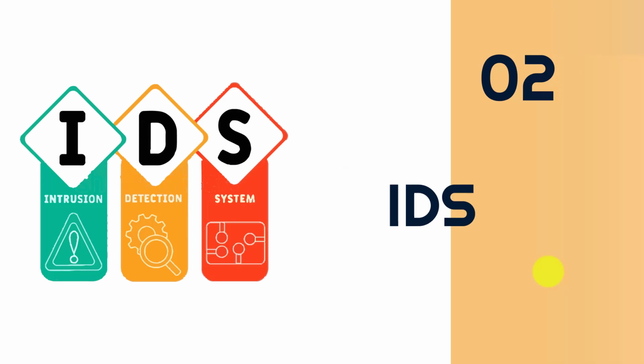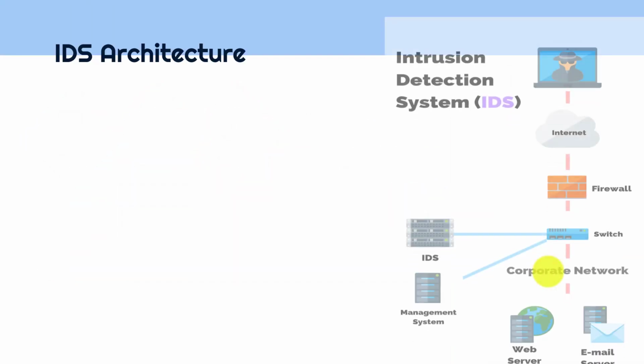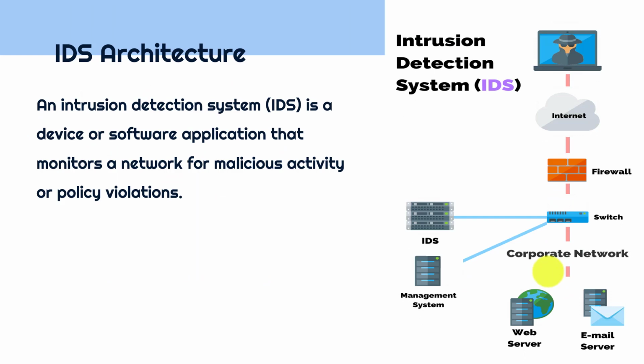Now we see IDS. IDS architecture. An intrusion detection system is a device or a software application that monitors a network for malicious activity or policy violation. As you see in the picture, the IDS is not placed directly in line with the network traffic. It is typically inserted into a TAP or SPAN port, as per mirroring device, to monitor and notify an administrator of alert without impacting the data flow.